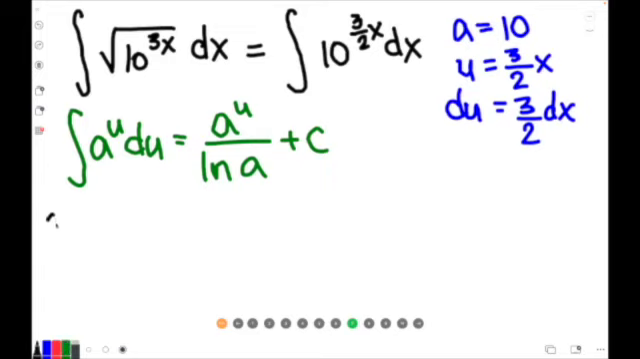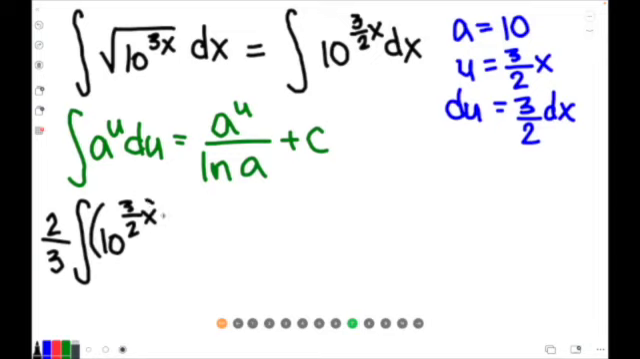Need to put 2 over 3 outside of the integral, so that we will be left with 10 raised to 3/2 x multiplied by 3/2 dx. So that looks like our original problem. If you can notice, we just multiplied by 2 over 3 times 2, which is 6 over 6. That is just 1.